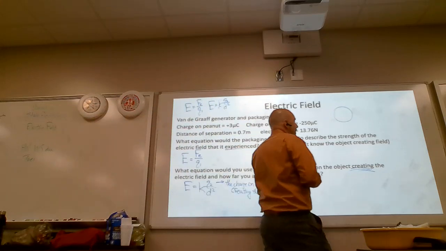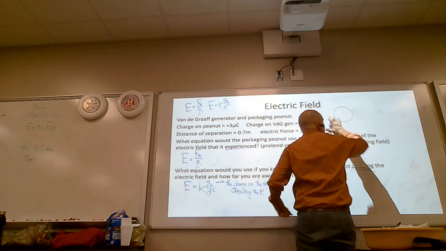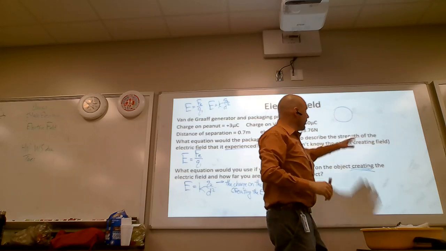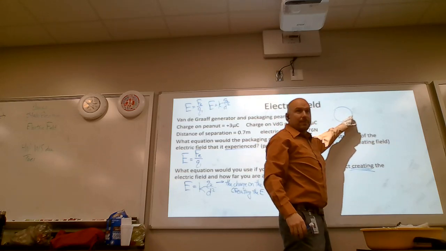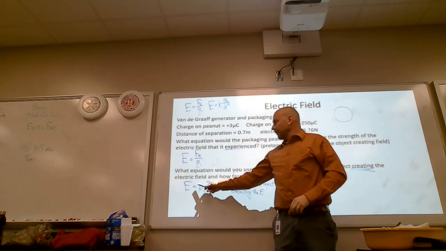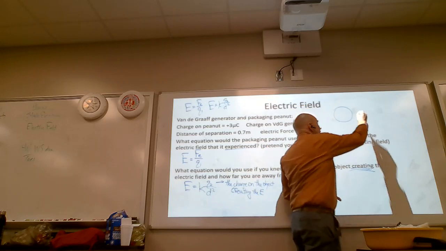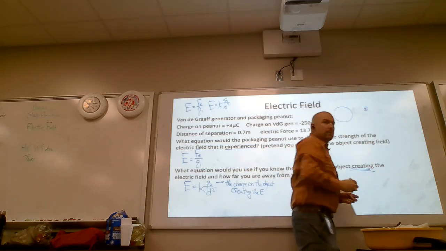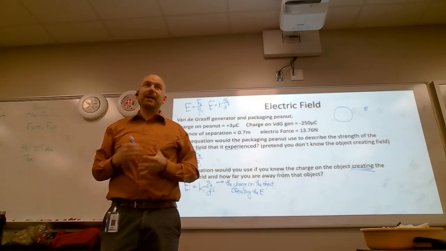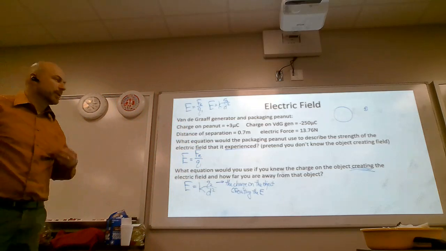So in my mind, this is the source. This is what's creating this weirdness of space. That's the source charge, and as you go away from that, the electric field gets weaker. So this one is the charge of the object that is in the electric field and experiences it. That's how I remember it. If you come up with a different way, it's great.